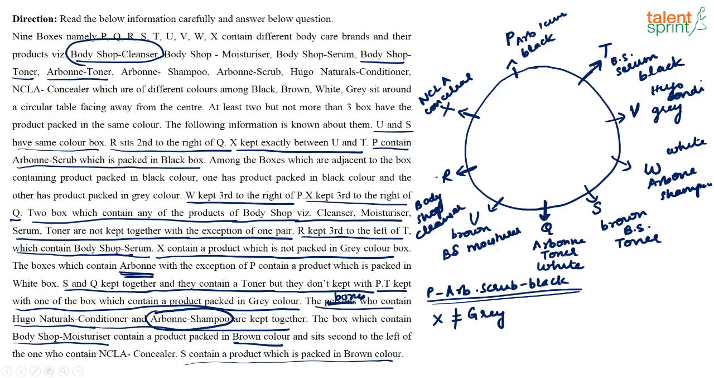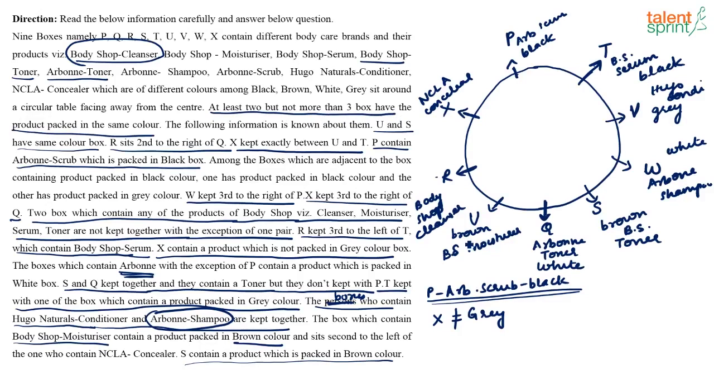Now we are almost done with the arrangement. Finally you have to find out the color of these two boxes. So how do I find out the color of these two boxes? See, what have they said? At least 2 but not more than 3 boxes are packed in the same color.